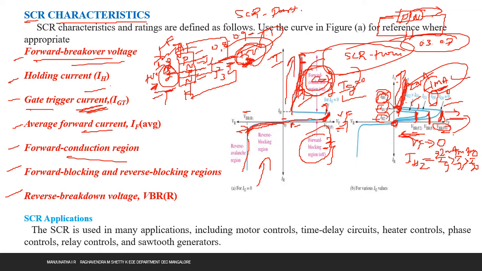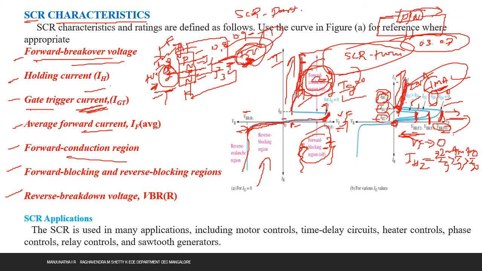Next, forward blocking and reverse blocking region. The definition for these is that these regions correspond to the off condition of the SCR, where the forward current from the anode to cathode is blocked by the effective open circuit of the SCR. This is the forward blocking region. Here the SCR is not in conduction mode. It is blocked by the effective open circuit. So when it is not conducting, it is something like an open circuit.